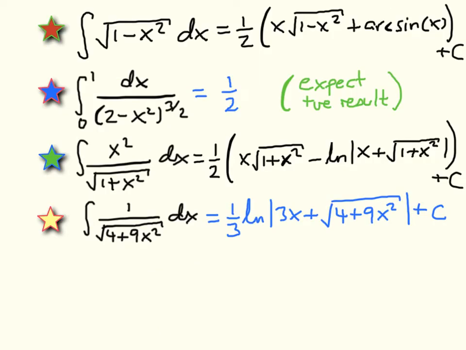So welcome back, and here are the 4 results. This integral is a half x times the square root of 1 minus x squared plus the arcsine of x. That's something which you can check is true by differentiating this side. This definite integral has value a half, and we would expect a positive result because the integrand 1 over 2 minus x squared to the 3 halves is positive.